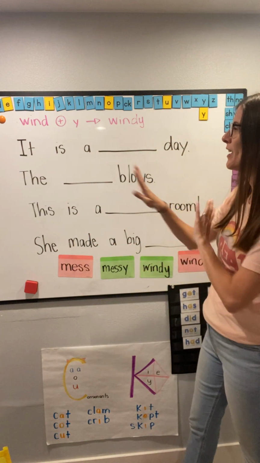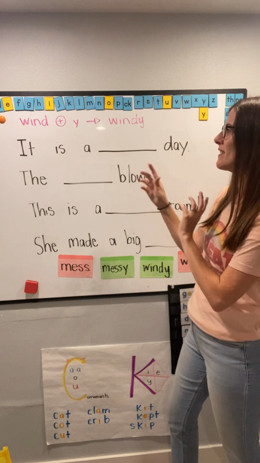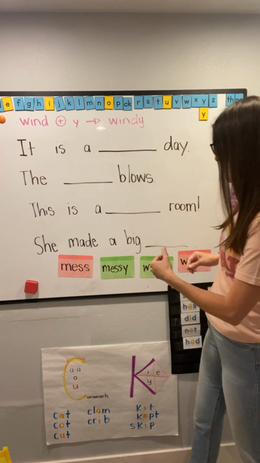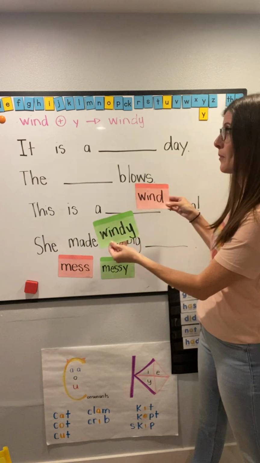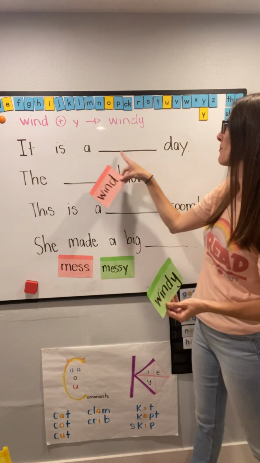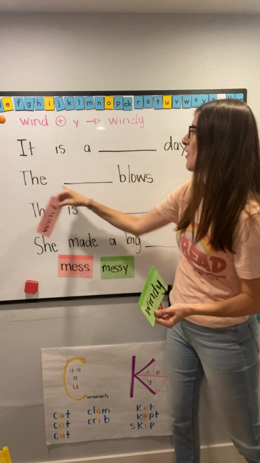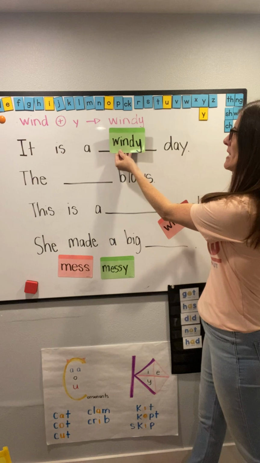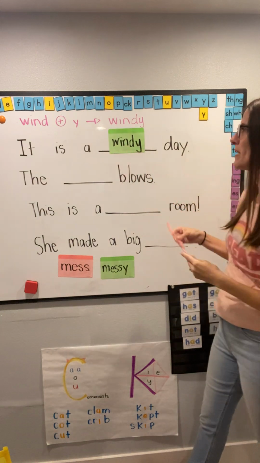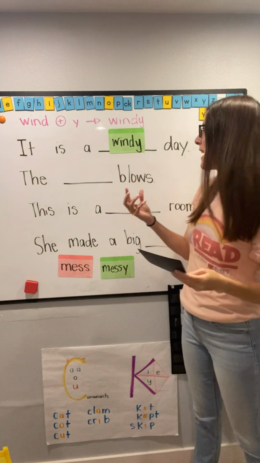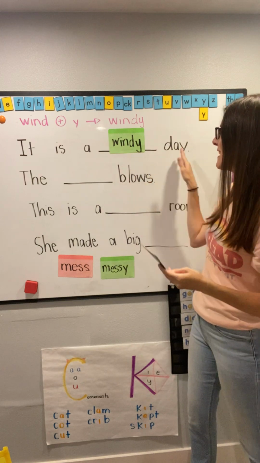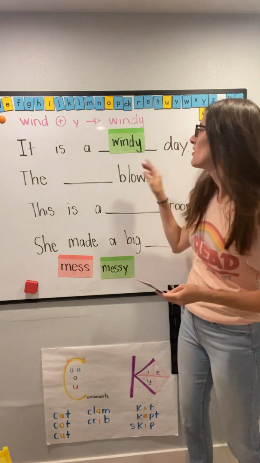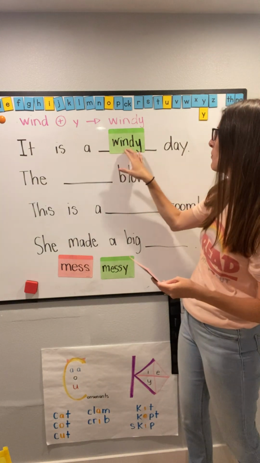It's something that describes a noun. So let's take a look at two sentences and talk about how the word changes a little when you add that suffix y. So our words to choose from are wind and windy. So we have, it is a blank day and the blank blows. So it is a wind day or it is a windy day. So we're going to choose, it is a windy day. I'm going to pause to explain that in this sentence, the word windy is describing the word day. So it's an adjective, a describing word. It is a windy day.